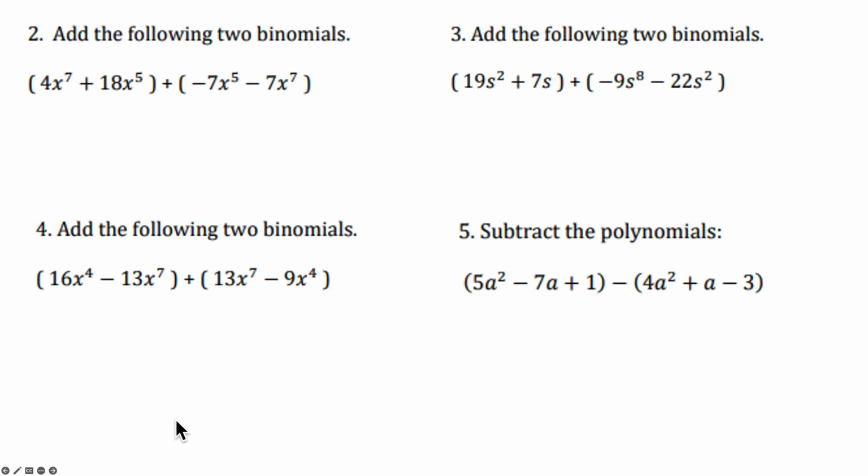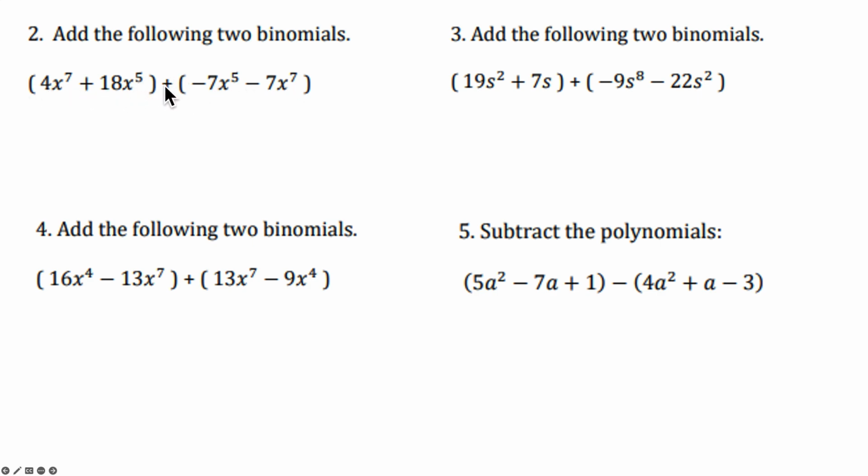So if we look at adding two binomials here, we have 4x to the 7th plus 18x to the 5th plus negative 7x to the 5th minus 7x to the 7th. Now, theoretically, because you're adding, you don't need the parentheses. They're just using these parentheses to declare this a polynomial and this is a polynomial.